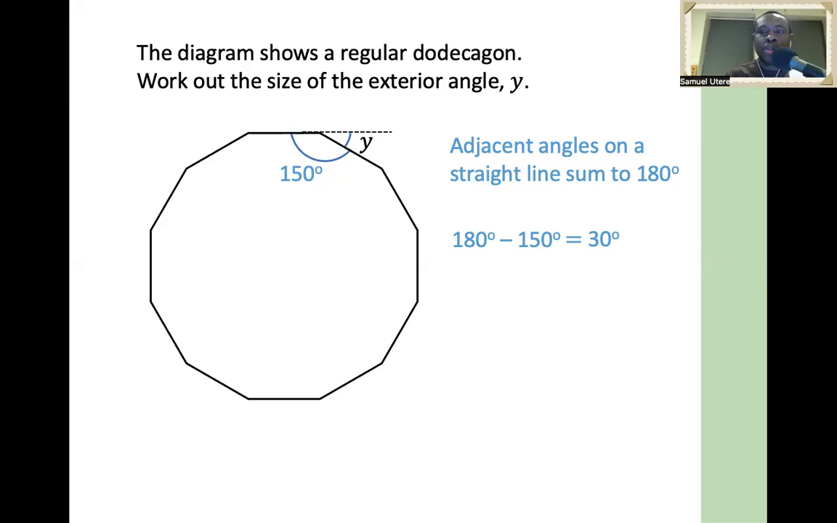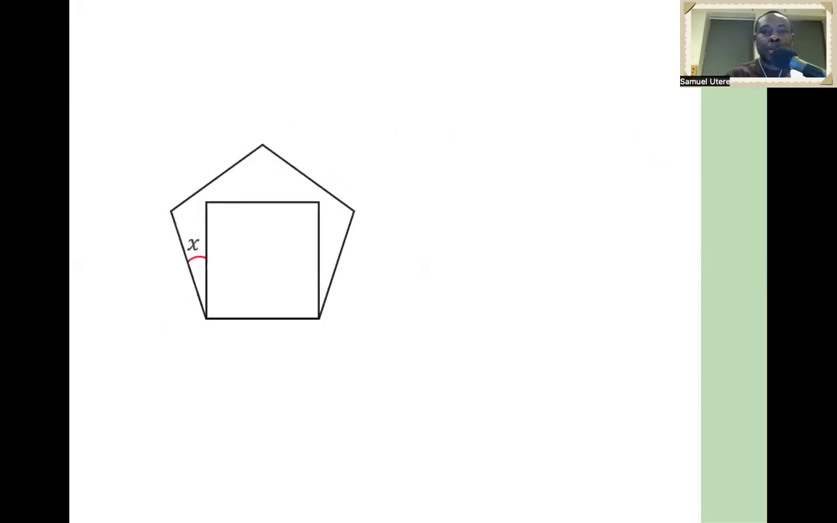So something you should know is if you know the interior angle of a regular polygon, you can find the exterior angle by subtracting that angle from 180 degrees. Let's look at this example.